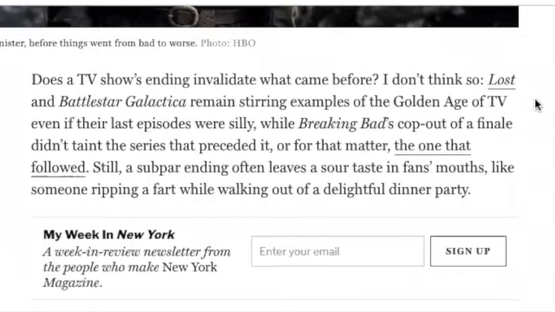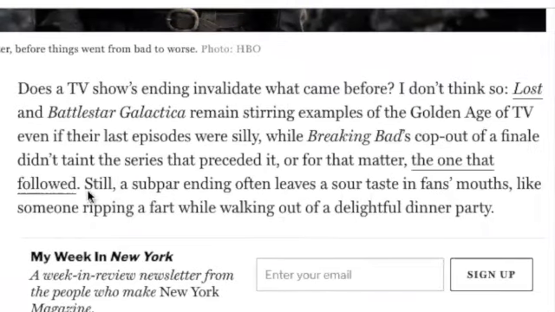Then he also goes on and uses a third example, Breaking Bad. Breaking Bad's cop-out of a finale didn't taint the series that preceded it, or for that matter, the one that followed. So talking about Better Call Saul. Still is a sign, if we're looking at what kind of language is used, still is a sign that maybe there's going to be a shift here. So I thought I was being set up to be like, oh, the ending is not necessarily going to hurt the show. But then when the writer says still, I'm like, wait, that means a shift in language.